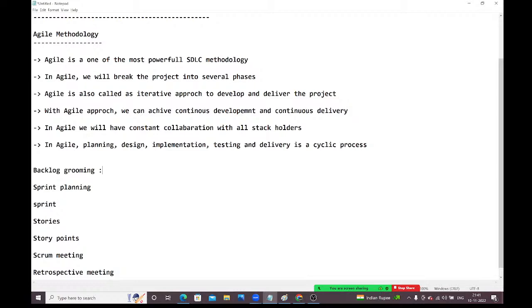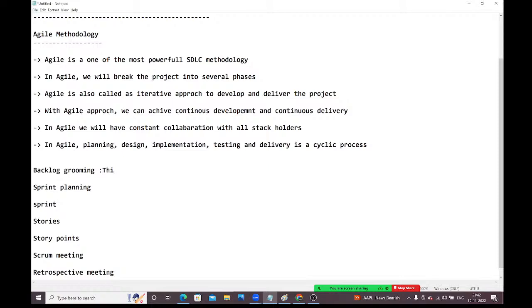In backlog grooming, what are we discussing? This is one kind of team meeting. All team members should sit together and decide what pending works and pending stories are there. Everything we need to discuss in the backlog grooming session. How many things are pending? Those things we discuss in the backlog grooming session only.